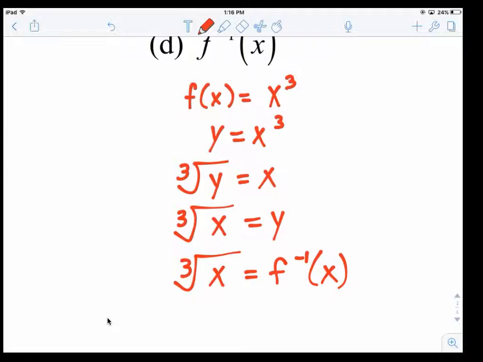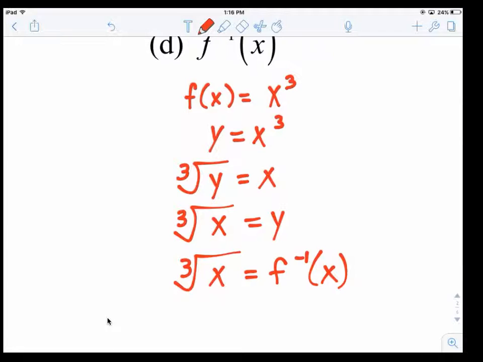Because you want it in terms of x, not in terms of y. So whenever you're finding an inverse, you're going to solve for x. So take the cube root on both sides. I've solved for x now, and then once you get to that, you just switch x and y back.